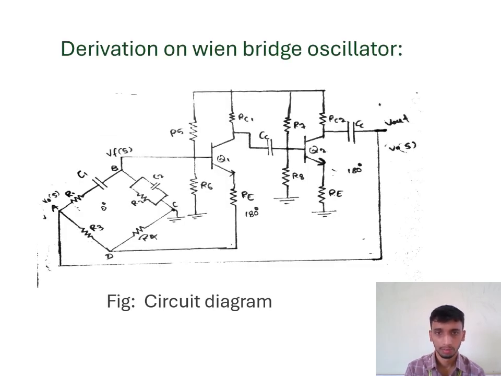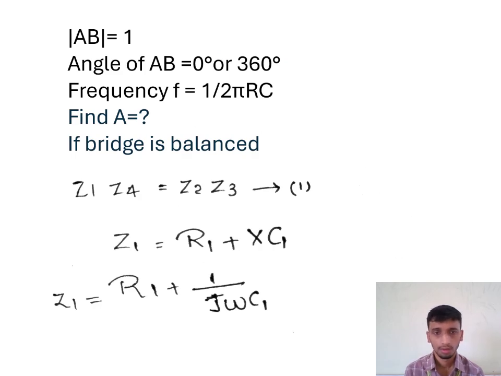Derivation of the Wien Bridge oscillator with a circuit diagram. Mod AB is equal to 1, angle of AB is equal to 0 or 360 degrees, frequency f is equal to 1 by 2 pi RC. We should find A. If the bridge is balanced, Z1 Z4 equals Z2 Z3. Equation 1. Z1 is equal to R1 plus XC1. Z1 is equal to R1 plus 1 by j omega C1.